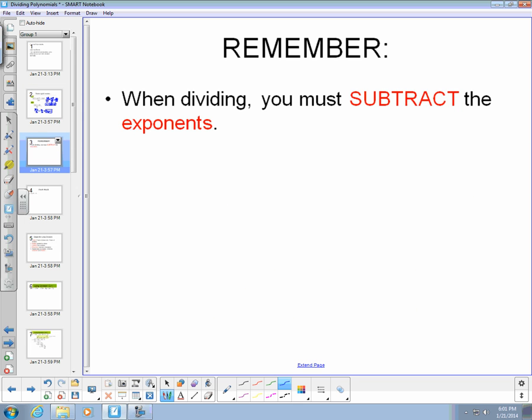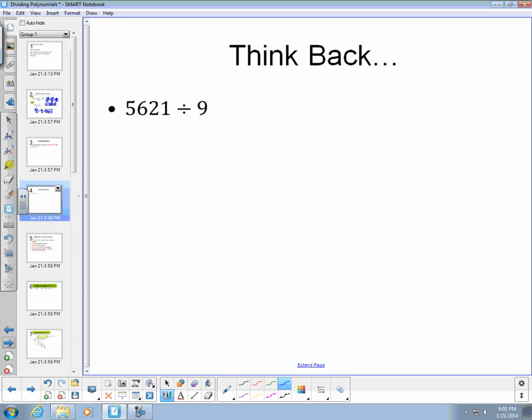Remember, when you are dividing, you must subtract your exponents. You divide the coefficients, but you subtract your exponents. Okay, now, you do not need to write this next part down. We're just going to think back to elementary for a minute, before we had any calculators, before we put in any variables in our problems. And we want to divide 5,621 by 9. So when we were in elementary first learning division, we had to set it up as a long division problem. And we would use the divisor, which is the 9, on the outside. Okay, the dividend is 5621.